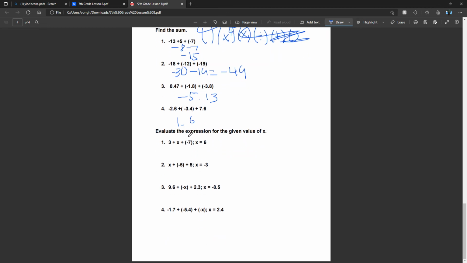Here it says evaluate the expression for the given value of x. So all you have to do is plug in this value for x. So we have 3 plus x, and here it says x equals 6. So you just substitute x for 6, and then you just do plus negative 7. 3 plus 6, that's 9. Minus 7, that's 2. Same thing for here. We have x, and x equals negative 3, so switch it for negative 3. Plus negative 5, that's basically minus 5, then plus 5. These two cancel out, so you just get negative 3. So try 3 and 4 on your own, and you should get 20.4 and negative 9.5.